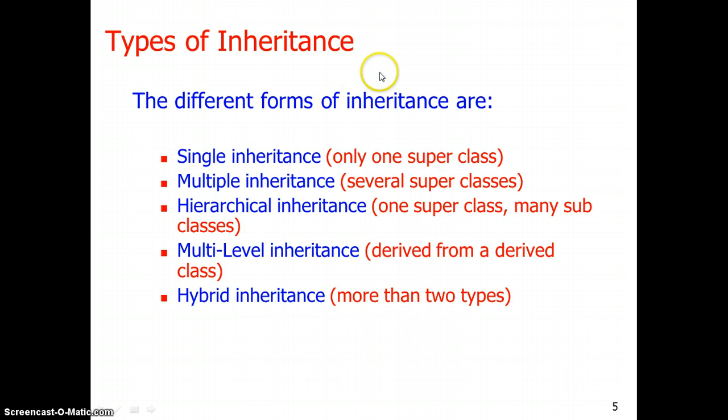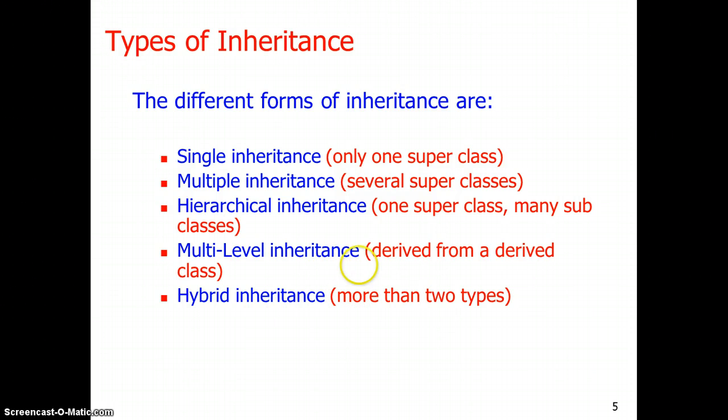Inheritance has various types, that is, different forms. One is single inheritance, multiple inheritance, hierarchical inheritance, multi-level inheritance, and hybrid inheritance. Single inheritance is where we have only one superclass, and that superclass can be inherited by a new class. In multiple inheritance, we can have more than one superclass, that is more than one base class, and those base classes can be inherited by another new class.